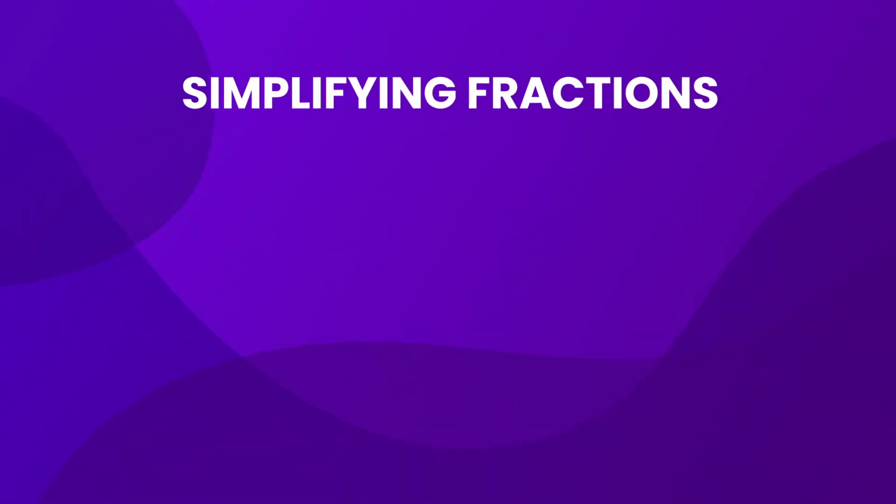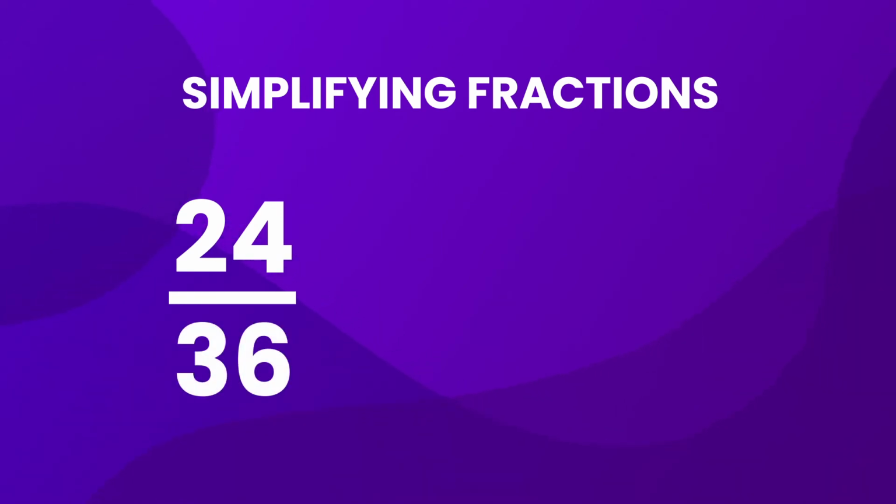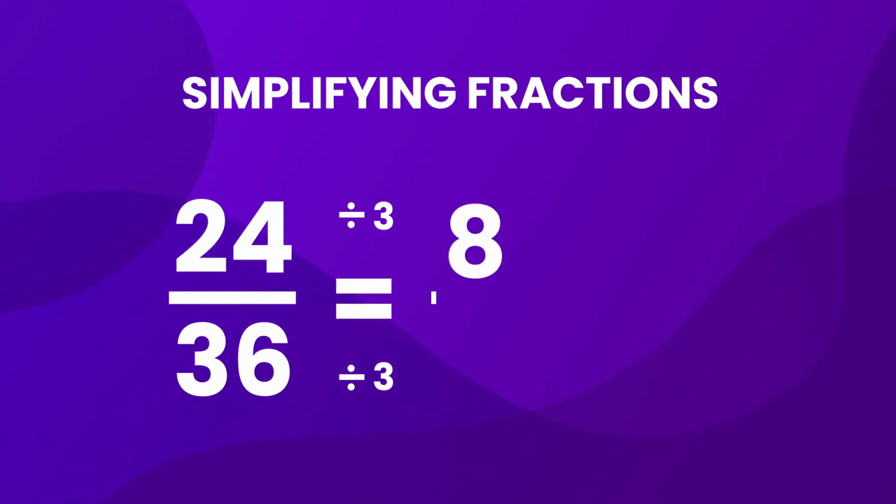Let's take this example. Simplify 24/36. So we need to divide the numerator and the denominator by the same number. So what common factors do these numbers have? Or what numbers go into both 24 and 36? Well, 3 does. 3 is a common factor of both of these, so we divide the numerator and the denominator by 3. So we've simplified our fraction to 8/12.